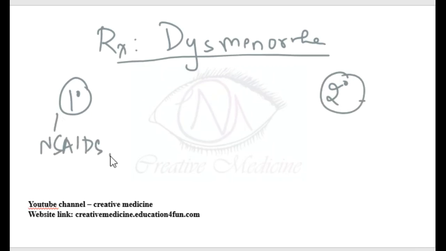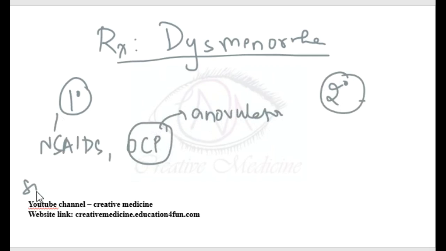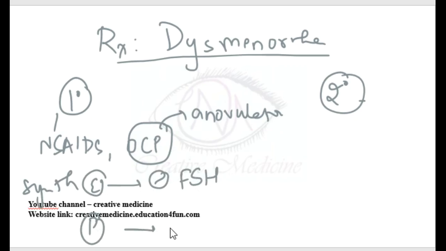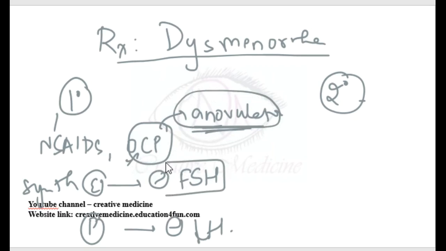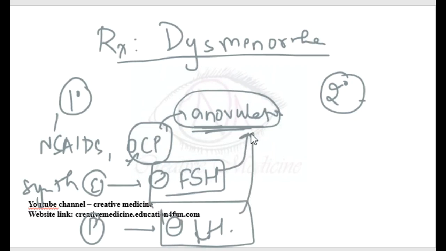These oral contraceptive pills make the cycle anovulatory. Synthetic estrogen has negative feedback on follicle stimulating hormone, and synthetic progesterone has negative feedback on luteinizing hormone. So, as a result, there will be no ovulation because of decreased follicle stimulating hormone and luteinizing hormone, and thus they become anovulatory.